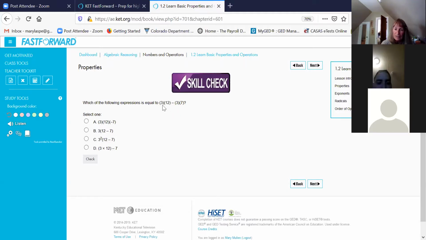But both of these terms have times 3 in them. So we can factor out the 3, or in other words, we can put the 3 outside the parentheses and multiply it by, we're still going to have the 12, we're going to have the 7, and it's going to be a subtraction. So I think it looks like that one.